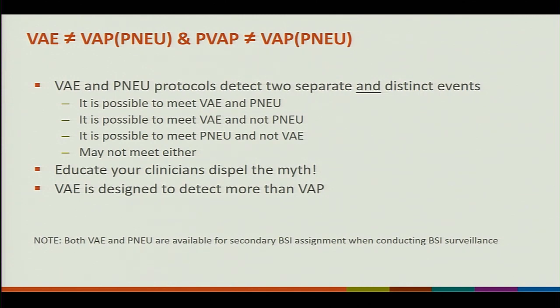Notice that we did not mention any exclusion in the previous slide about pneumonia that is present on admission or pneumonia that is present before intubation. Remember that POA is not used anywhere in the VAE protocol. And please note that VAE and NU are separate and distinct events, and it is possible to meet the definitions in one, both, or neither protocol. We get a fair amount of questions about this, and it's important to remember that VAE and pneumonia are not synonymous. VAE can detect a wide range of events that the pneumonia protocol cannot.